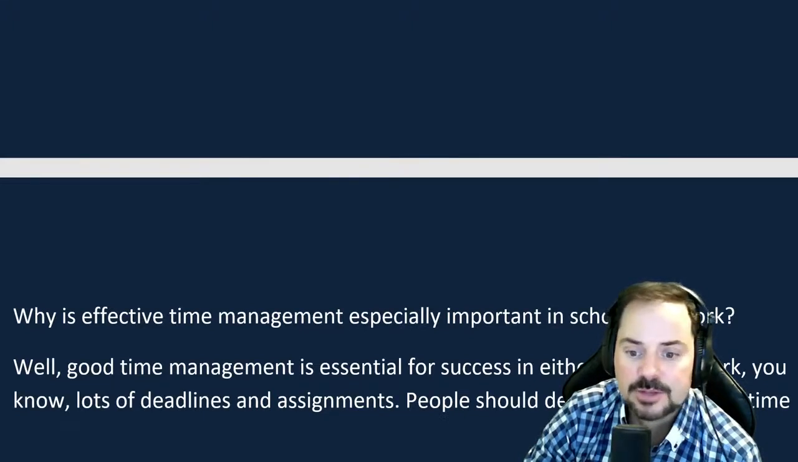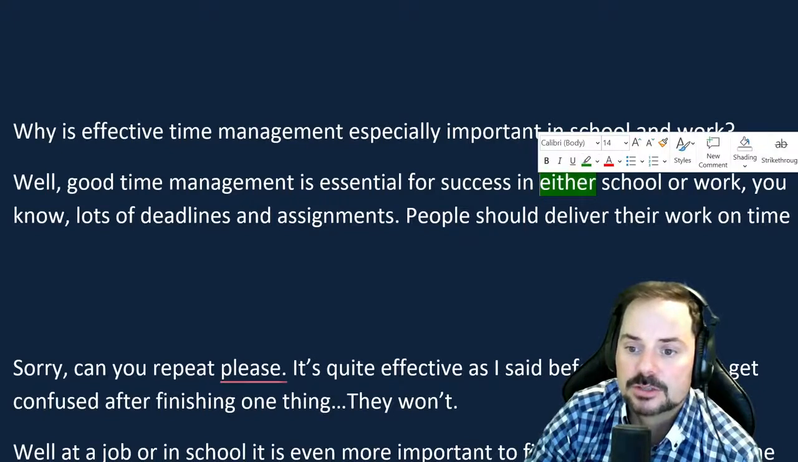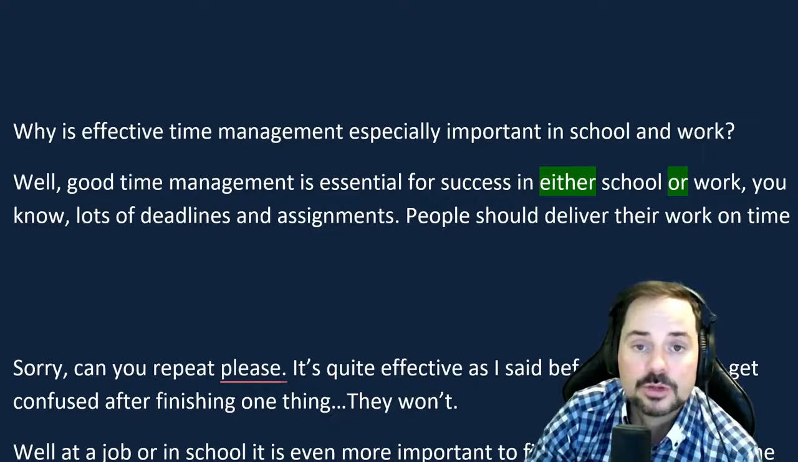Good time management is essential for success in either school or work. Really nice use of that correlative conjunction, Amir. The either-or, that was really good. Use those lots, and this is a tip for everybody. So using either-or, neither-nor, whether-or, they're very good for clear communication. Okay. And then you said, lots of deadlines and assignments.